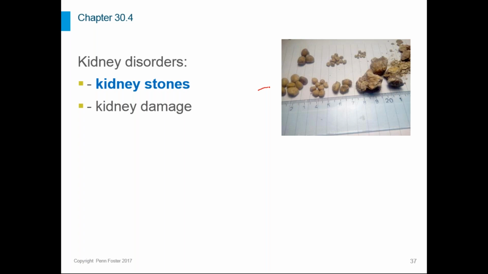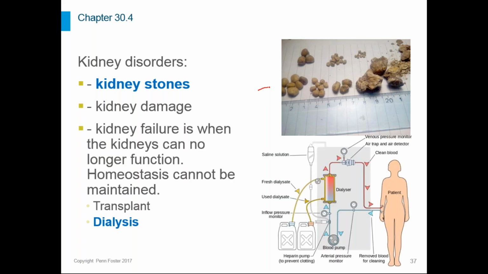Damage to kidneys can be caused by many different diseases and disorders and injuries and certain drugs. And kidney failure is when damage is so bad that the kidneys can no longer function. So during kidney failure, homeostasis cannot be maintained. And if homeostasis cannot be maintained, then you die. So a person can't live with kidney failure unless they get something to help them maintain homeostasis.